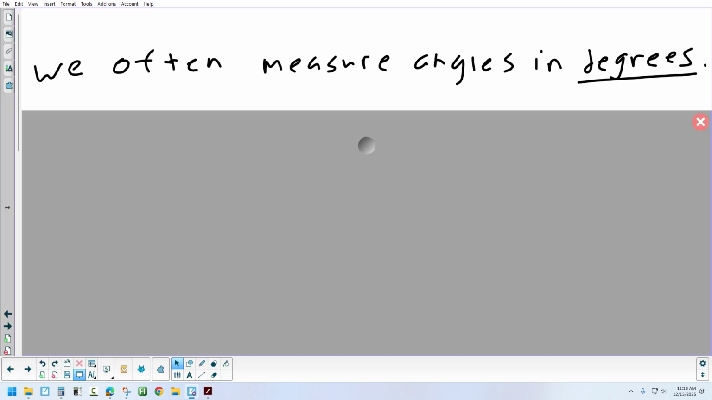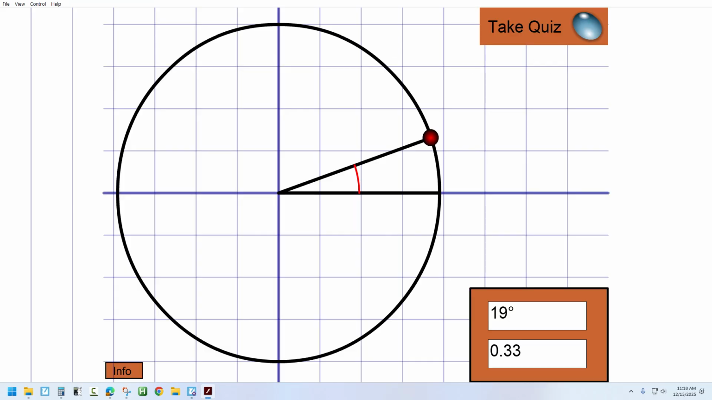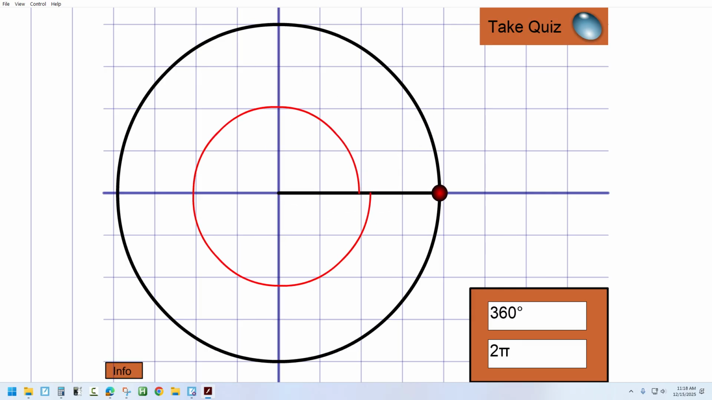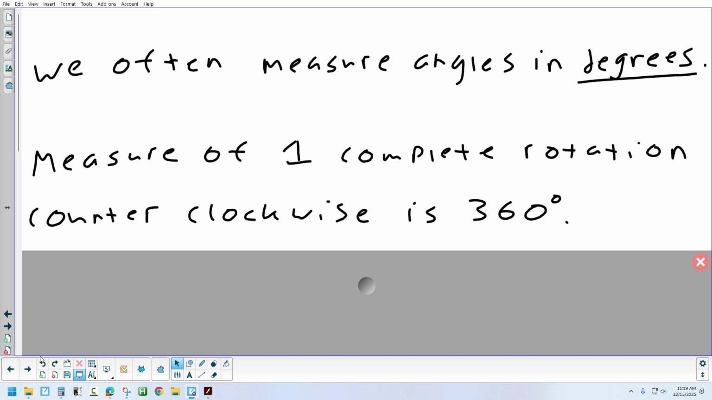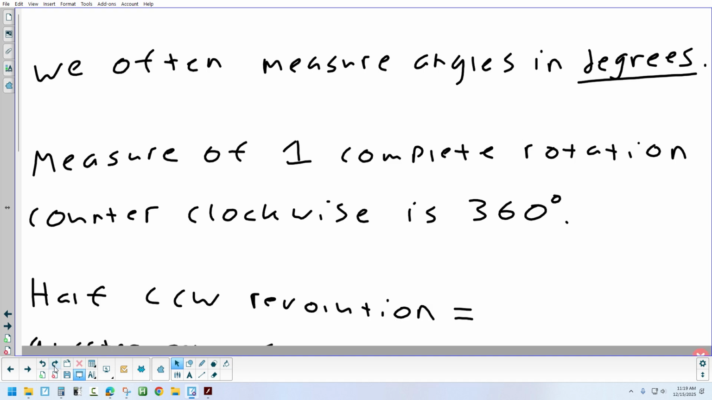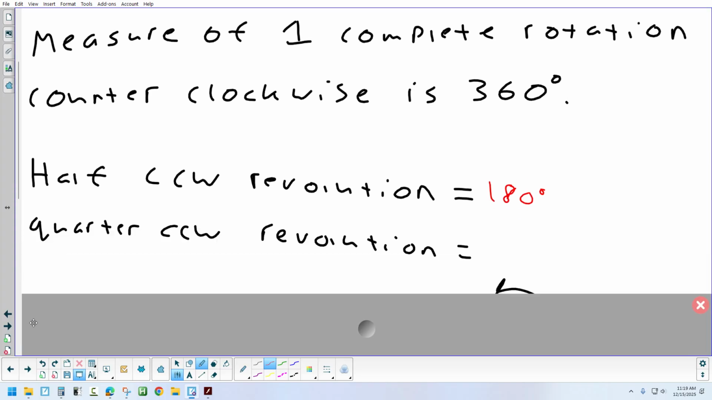If I were to go all the way around that circle counterclockwise, how many degrees would it be? Yep, 360. If we go all the way around, it shows us 360. It also shows us this 2 pi. We'll come back to that. But 360 degrees is one full counterclockwise revolution. How about a half counterclockwise revolution? Yep, 180. And what about a quarter counterclockwise revolution? Yep, 90.